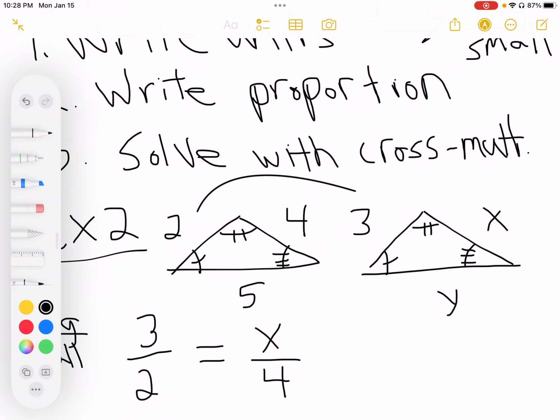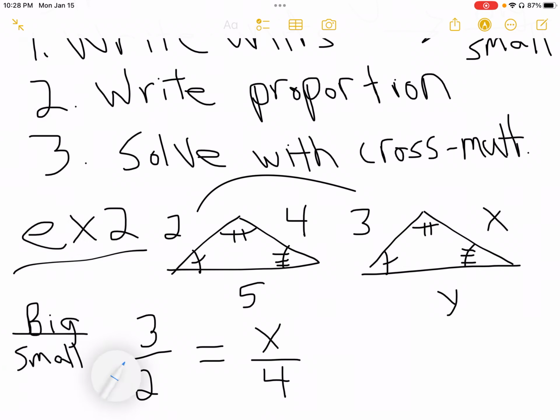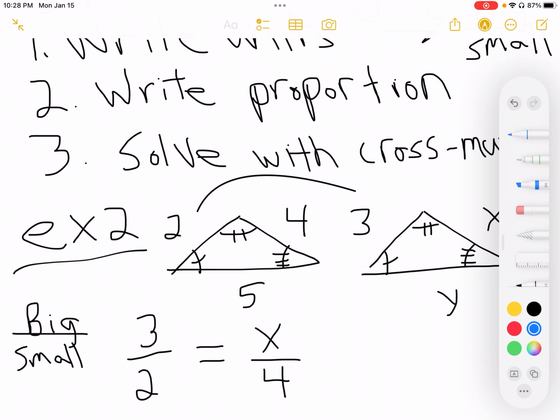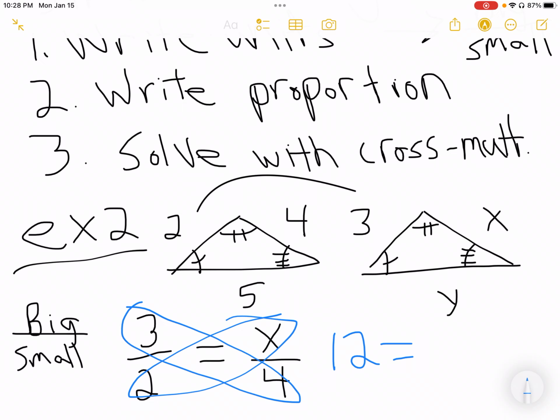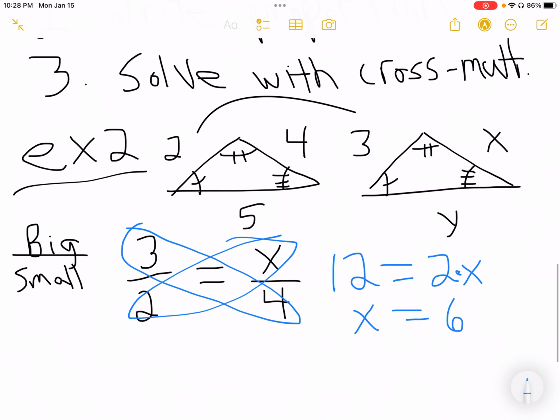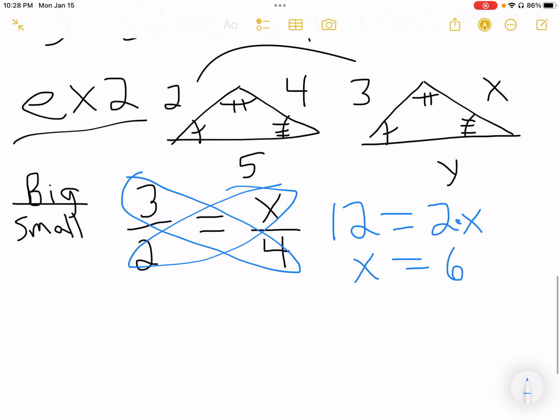And then I can cross multiply. So I can say, okay, that means I have 12, because that's 4 times 3. And then it's 2x, and that was 2 times x. So now I know x is equal to 6. Okay, so I got x. That was pretty easy. Now let's do the other one, because I need to find y.